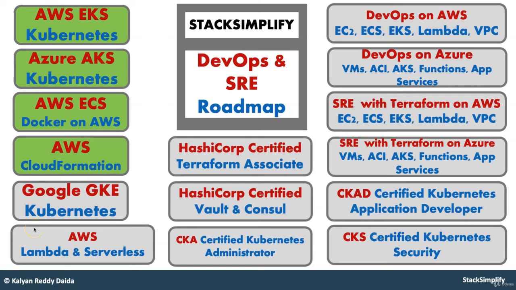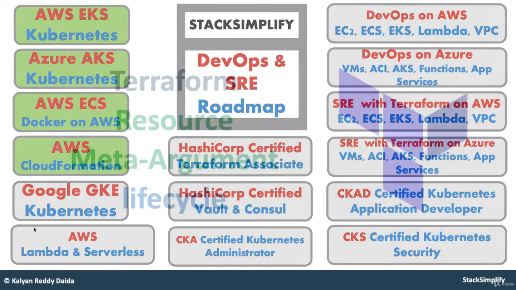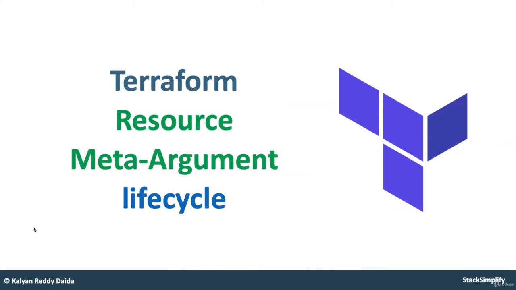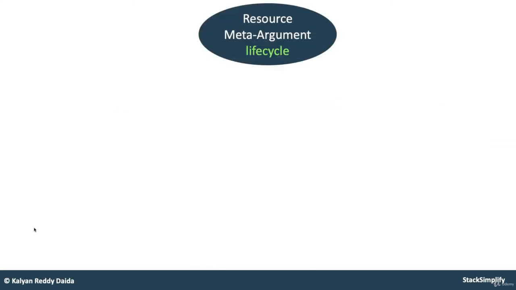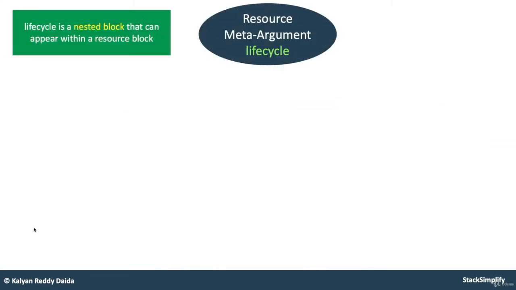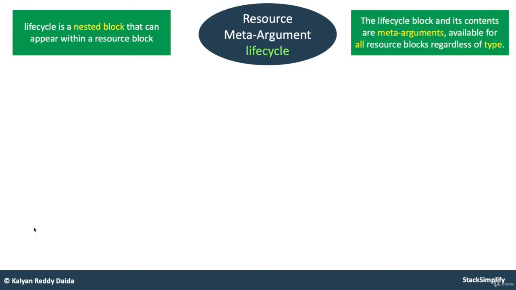Welcome back. In this lecture, we are going to understand the Terraform resource meta argument lifecycle. Lifecycle is a nested block that can appear within a resource block. So the lifecycle block and its contents are meta arguments available for all resource blocks regardless of type.